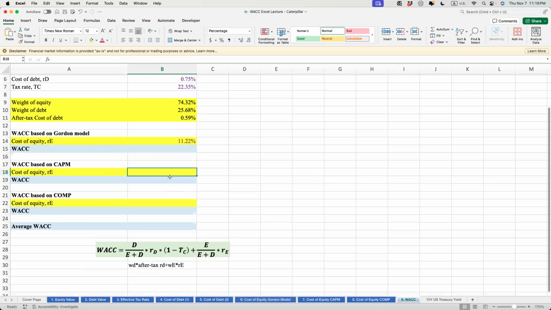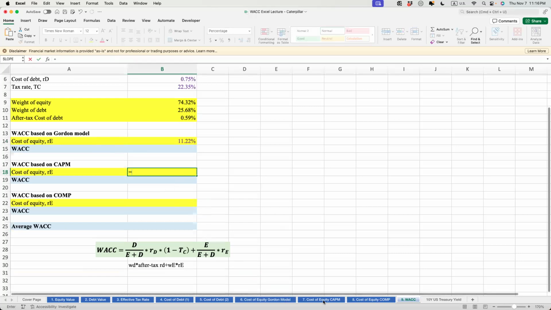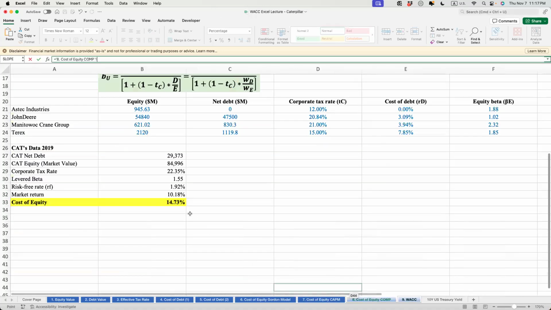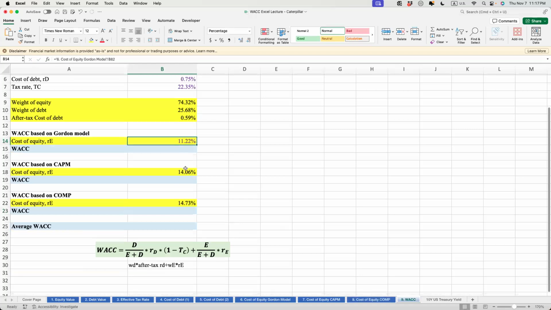So to keep it shorter here, I'm only going to link that one from the Gordon model, and then for the capital asset pricing model, I'm going to link this 14.06%. For the comparable firm method, we're going to link this at 14.73%. Now you have 3 costs of equity plugged in here. You have the weights calculated. You have the after-tax debt calculated. Now we can just calculate WACC.